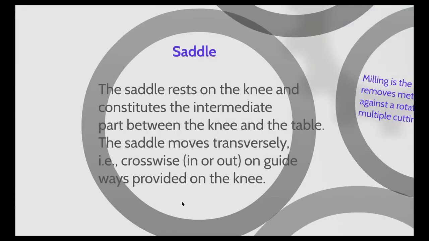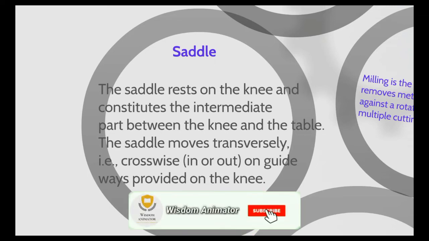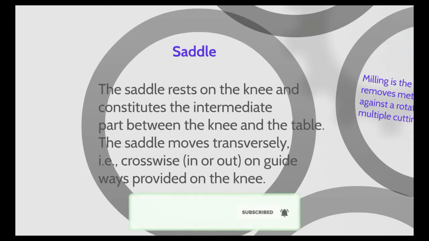The saddle rests on the knee and constitutes the intermediate part between the knee and the table. The saddle moves transversely, crosswise on guideways provided. The main function of the saddle is to provide motion in a horizontal direction to the workpiece. This is also made of cast iron mostly.